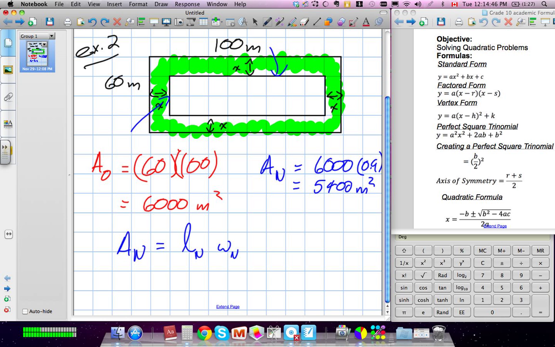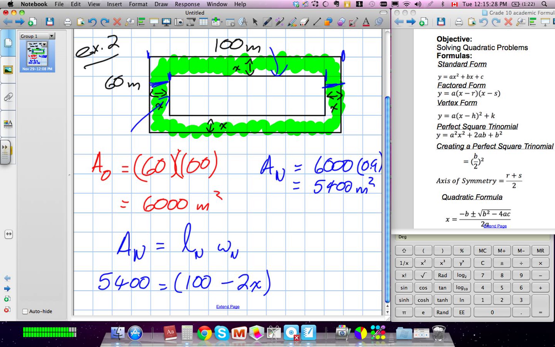Now the new length. The old length went from here to here. The new length goes from here to here. So essentially, it is the old length minus 2x. We're subtracting this part here, which we don't know the distance. We gave it x. And we're also subtracting this part here. The original length was 100. We have 2x. So our new length is 100 subtract 2x. That's the length of this new area here.